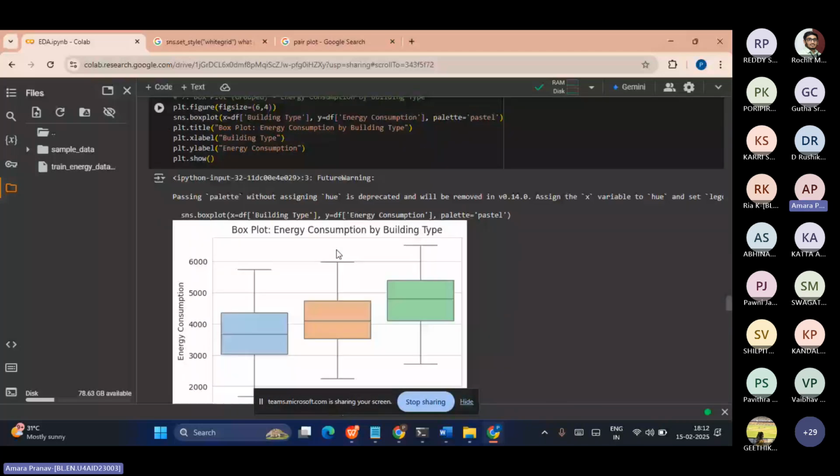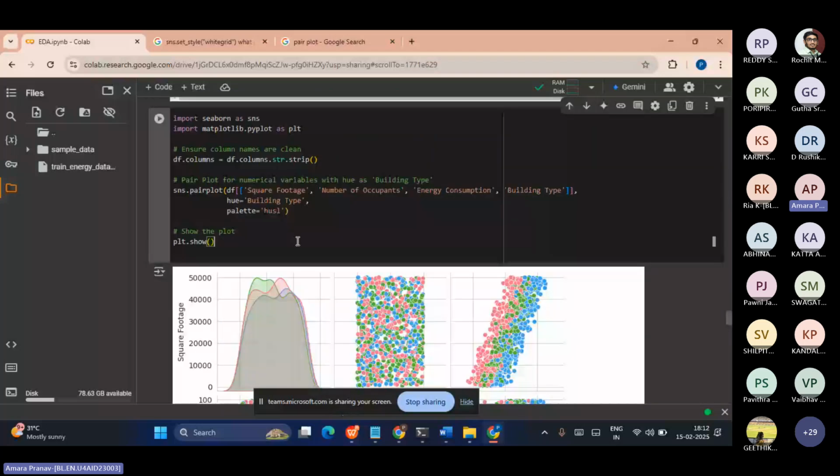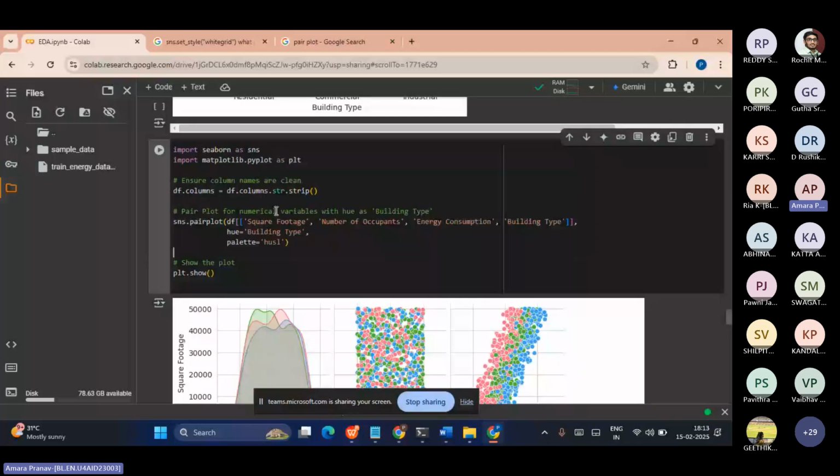Moving on to the next. So this is a pair plot. For the pair plot, we have not made use of the original matplotlib. Here we have made use of sns. sns is nothing but Seaborn. This is another inbuilt library for doing plots. So here, whatever we have chosen: square footage, number of occupants, energy consumption, building type, and the hue is also building type. This is a palette type, Hazel. There are multiple palette types which we can use for pair plot.